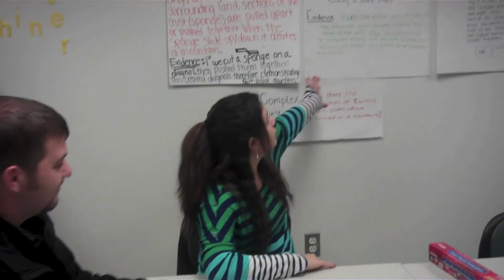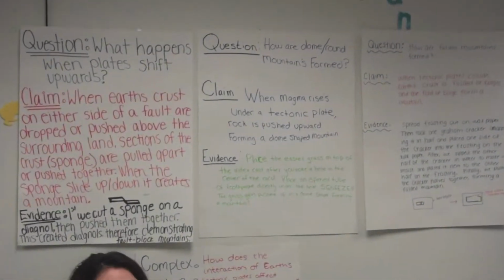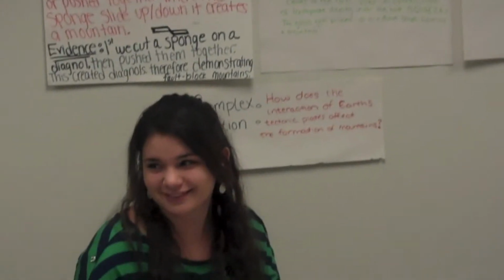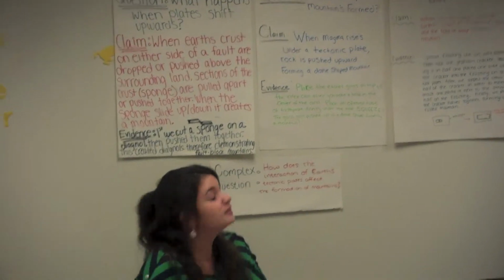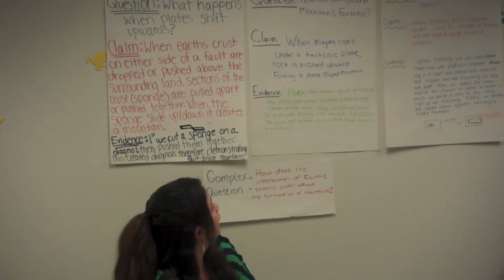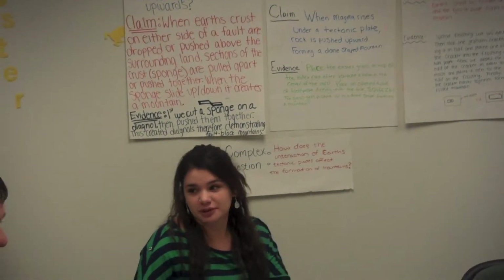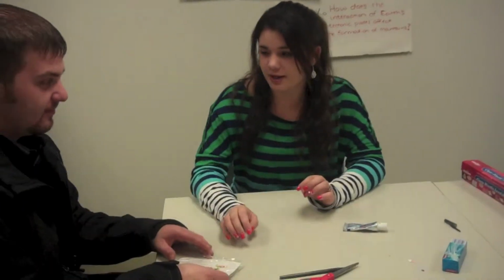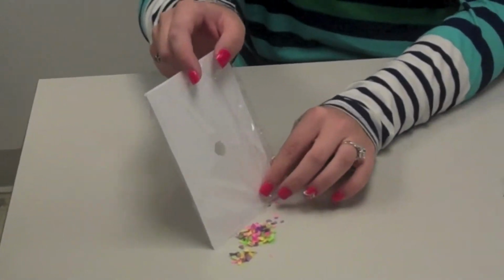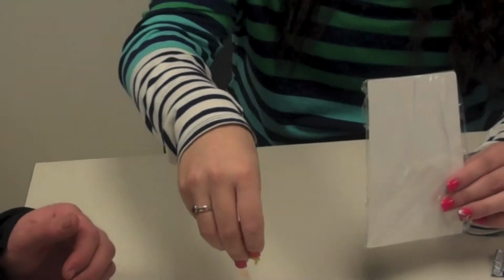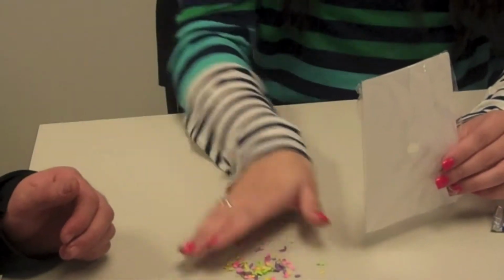Our second experiment was how dome, or round, mountains are formed. Our claim was that when magma rises under a tectonic plate, rock is pushed upward, forming a dome-shaped mountain. So we did this experiment with an index card, Saran wrap, some Easter grass that is going to act as our grass, and toothpaste.